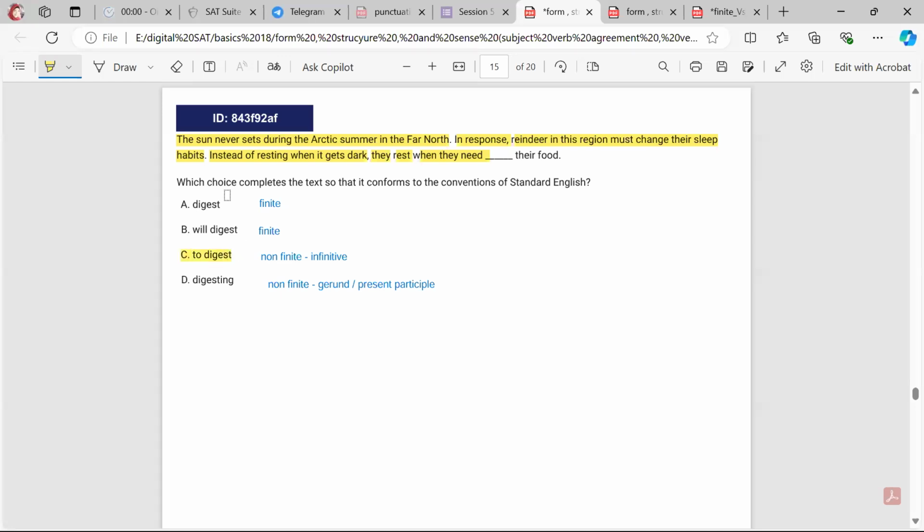First of all, we apply the process of elimination. We have the subject already, and we have its main verb. We don't need a main verb. We don't need a finite verb, okay? So that's why we eliminated A and B. Now, I have two non-finite options. So I try them. They need to digest their food or they need digesting their food. Of course, the first is the right answer.